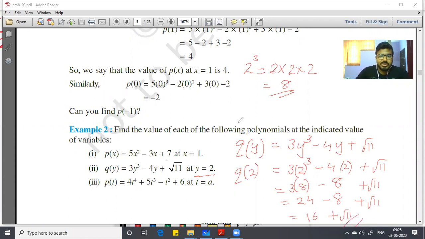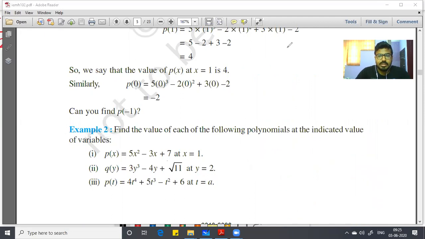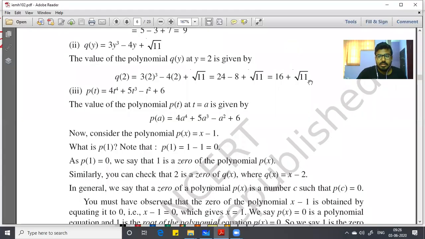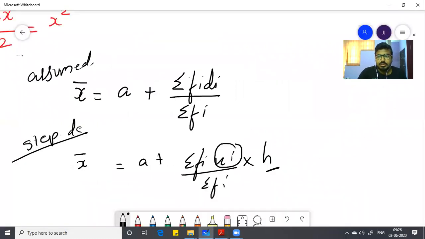Is that clear? So that is how you find the corresponding value when the value is given. Now the third one you can do yourself. Going to the next, let me take another type of example.